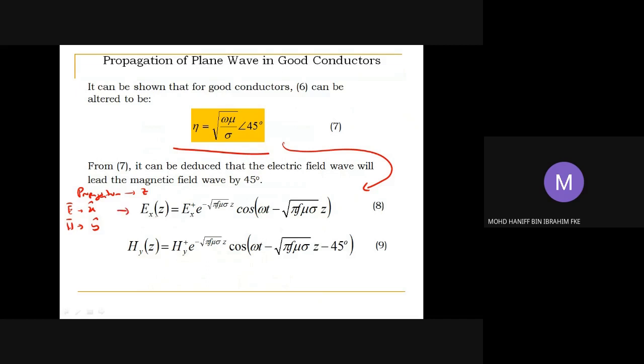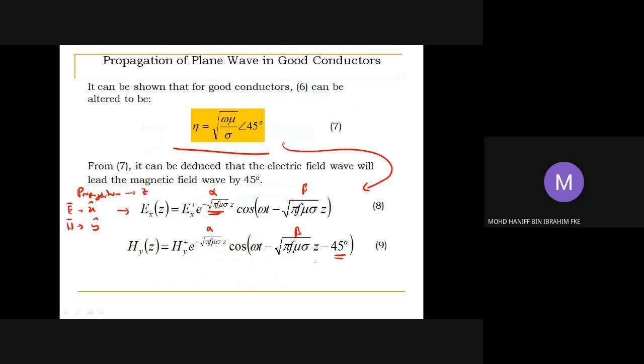We're going to have Ex, which is the E field wave, equal to E positive exponential negative alpha Z, where this is your alpha for the case of a good conductor, cos omega t minus beta Z. Whereas for the H field, we're going to have H positive exponential negative alpha Z cos omega t minus beta Z, with a phase difference of 45 degrees between the E field and the H field. Always remember that the E field shall always lead the H field by 45 degrees in a good conductor.